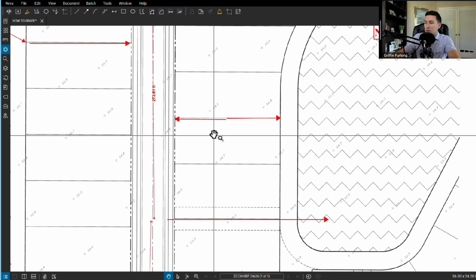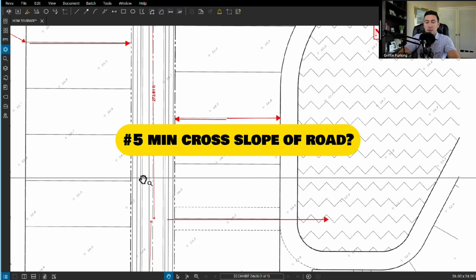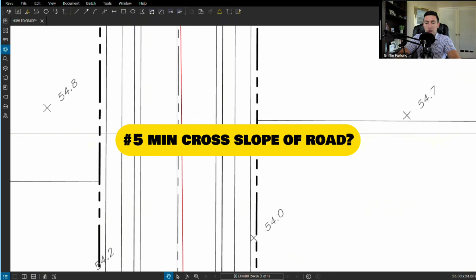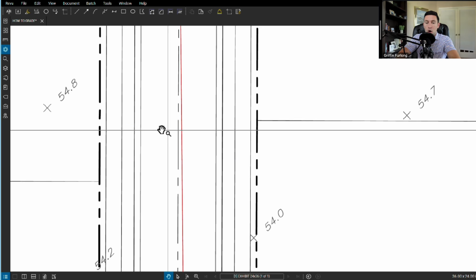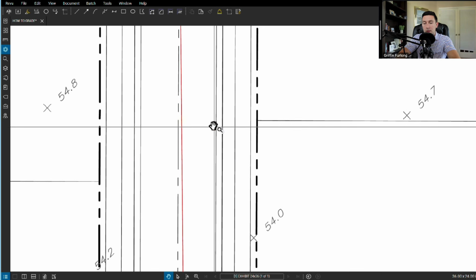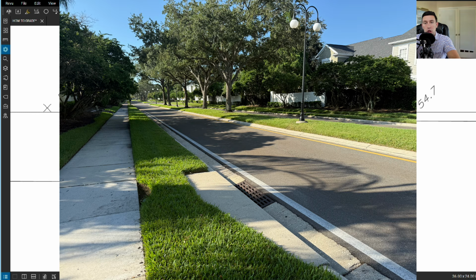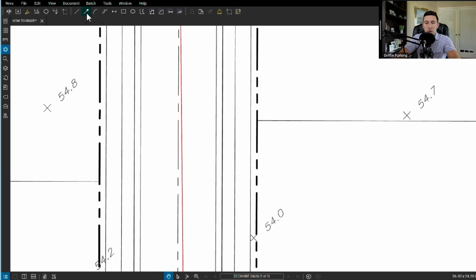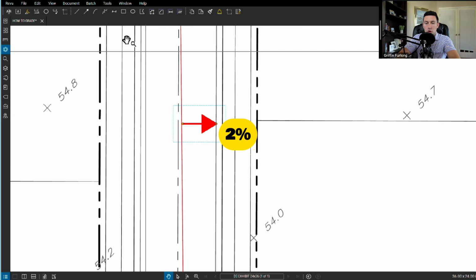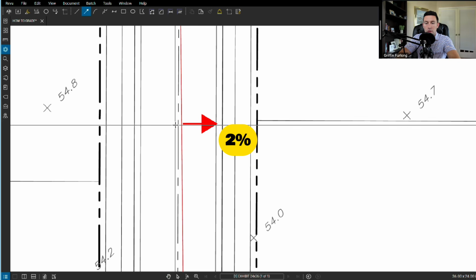All right, the next one. What is the minimum and max cross slope of the road? Well, I already mentioned this. So this road right here in the center line is sloping away to the edge of pavement, right? Because our edge of pavement here is going to be collecting in a gutter that goes into our curb inlets. Our typical slope that we use is 2%. There's a 2% slope right there on the cross slope.